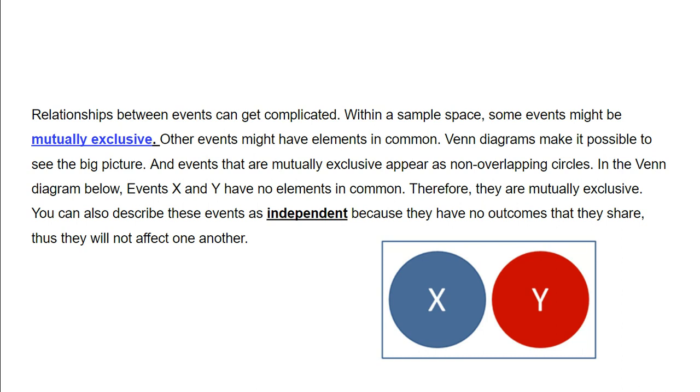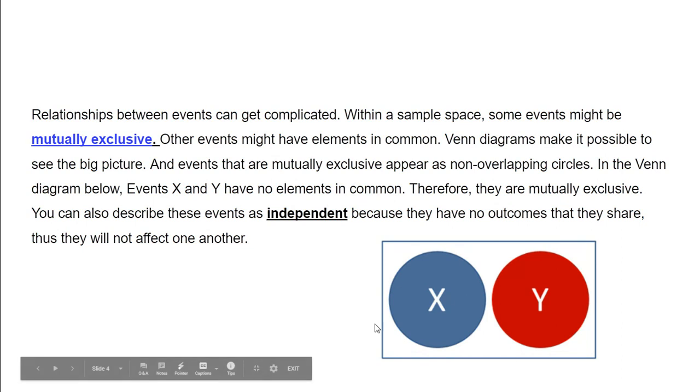For example, we could talk about flipping a coin and rolling a dice. Flipping a coin has outcomes heads and tails, and rolling a dice has outcomes 1, 2, 3, 4, 5, 6, if you're rolling a standard six-sided dice. Those don't have any outcomes that are the same. So there's no reason why these circles, if I was to represent them as circles, would overlap with each other.